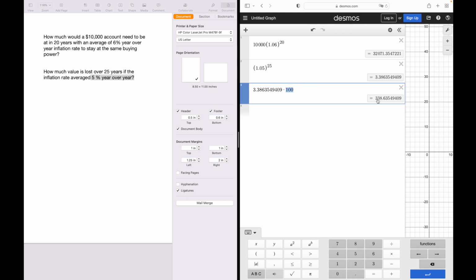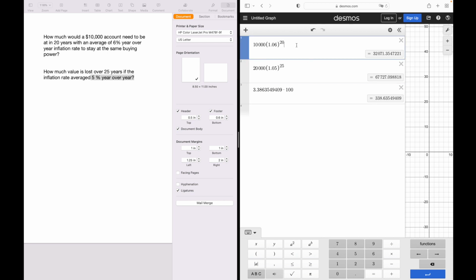So that tells us that the buying power of any account would need to increase 338% over 25 years to stay at the same value. If you want to plug in, so let's say a $10,000 account, and so again, that means it'd need to be $33,000. If you did a $20,000 account, it'd need to be $67,000. So it's just going up by this 3.38 number, or 338%.